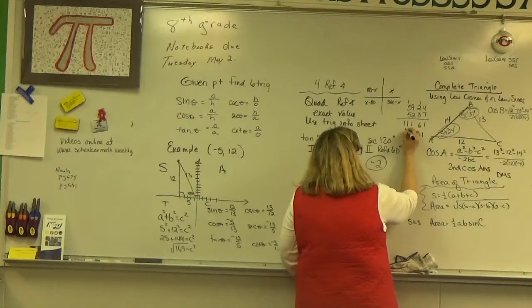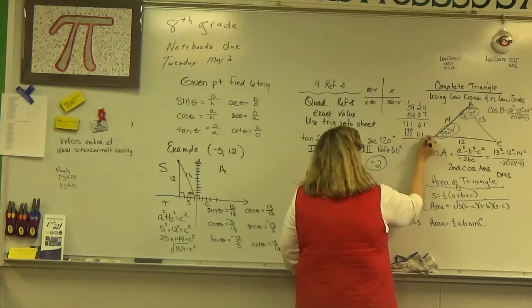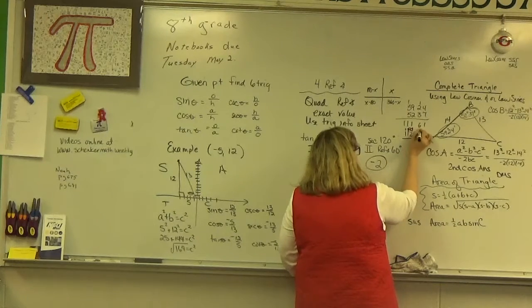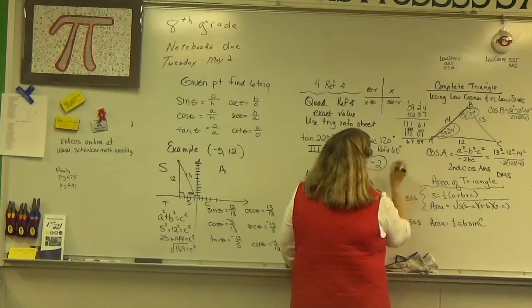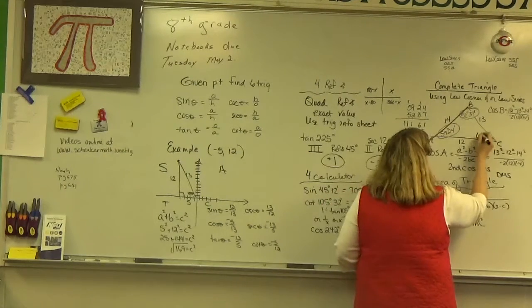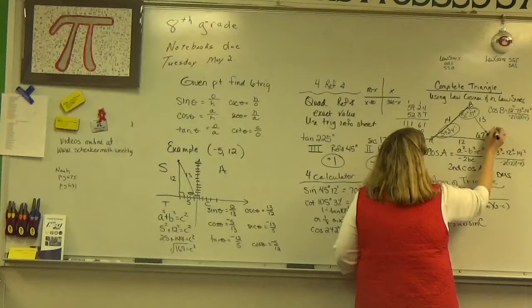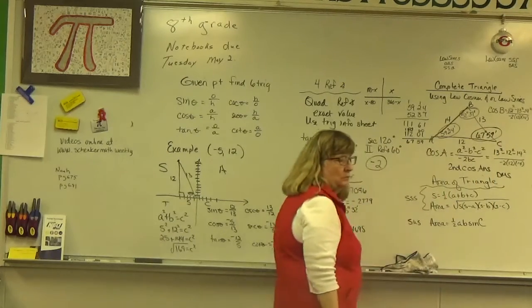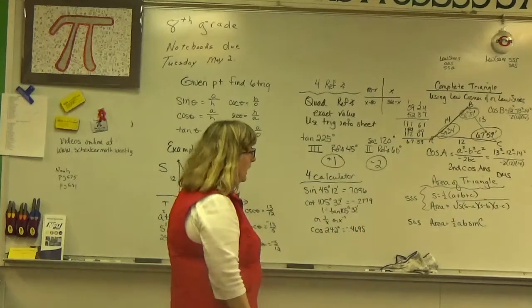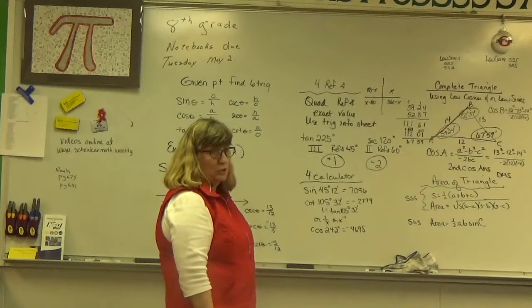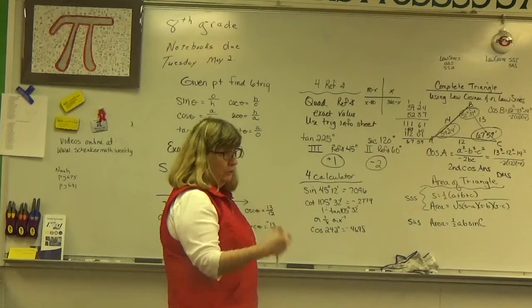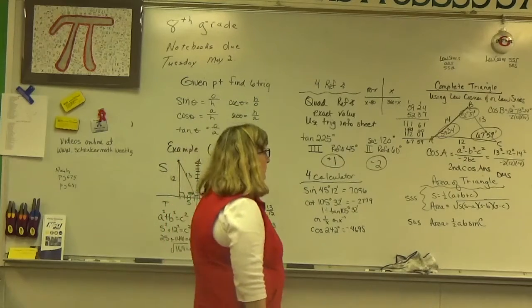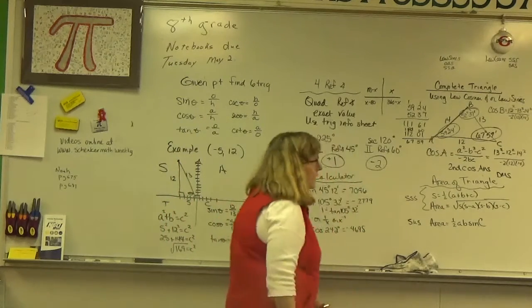Now I need to subtract that from 180. And when you borrow from 180, you're borrowing 60 minutes. And I get 67.59. Yep. So you add the two angles together that you have given to you and subtract from 180 to find your third. Anytime you have two angles, you add them together and subtract from 180. Okay, so you're completing a triangle.